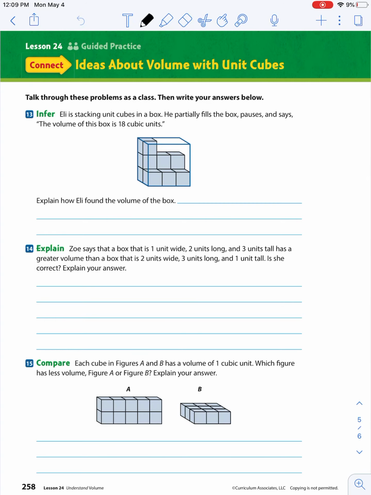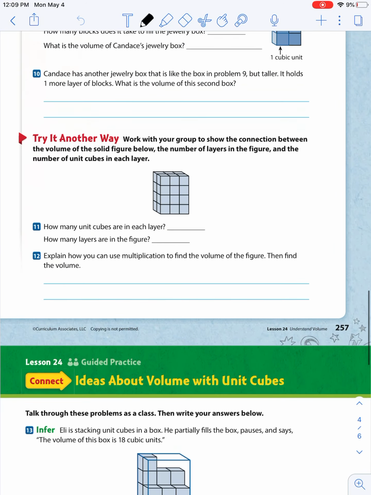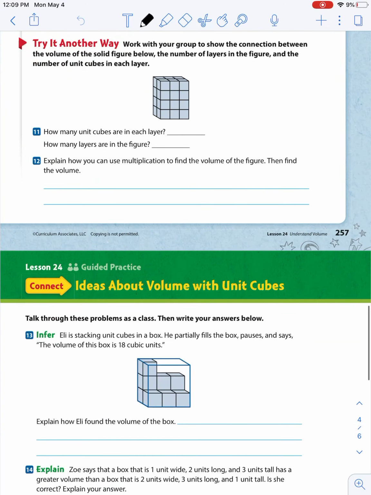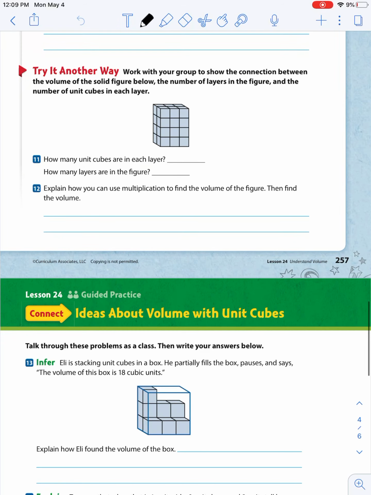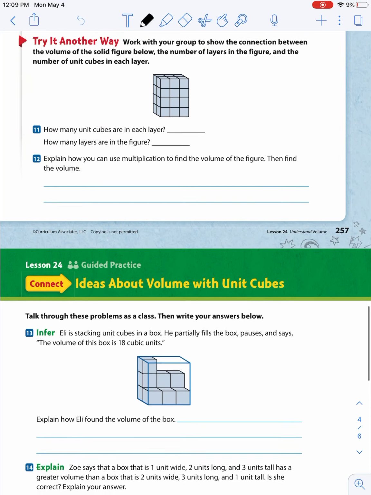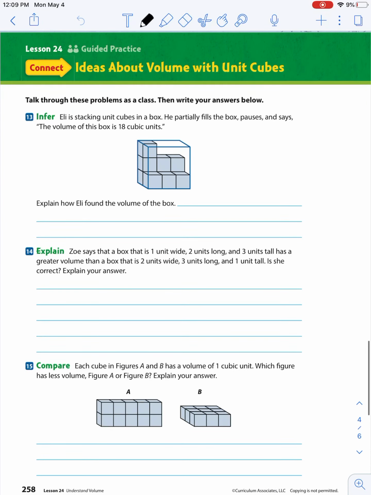We're actually starting with number 13. It was a carry-on from this problem up here. Let me make sure we didn't need to, because we skipped that page just for time purposes. So, number 13, Eli is stacking unit cubes in a box. He partially fills the box, pauses, and says, the volume of this box is 18 cubic units. Explain how Eli found that volume of the box.